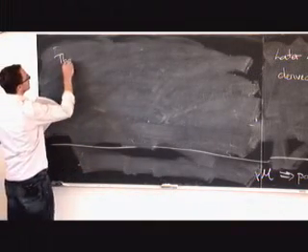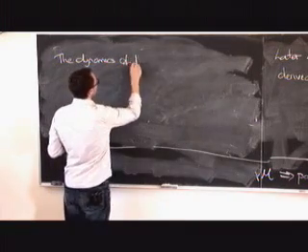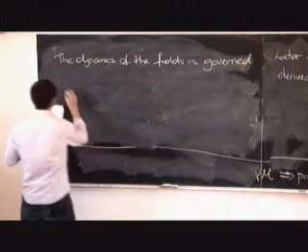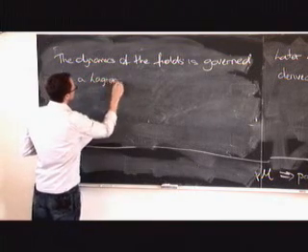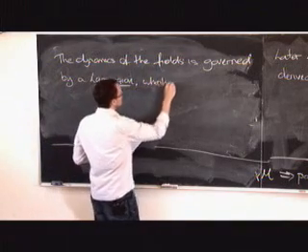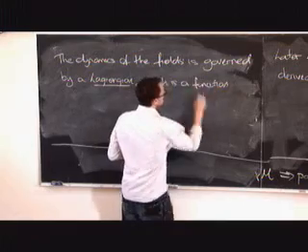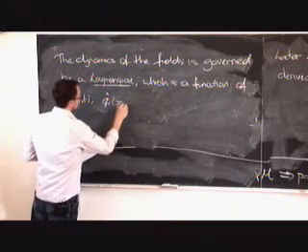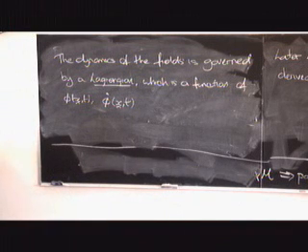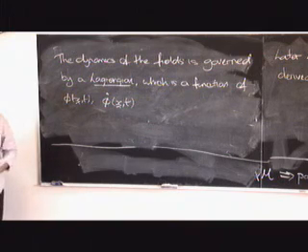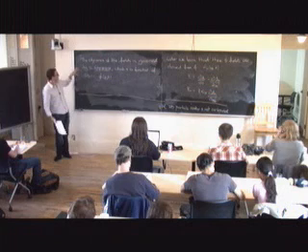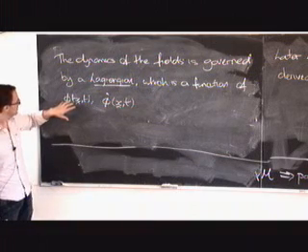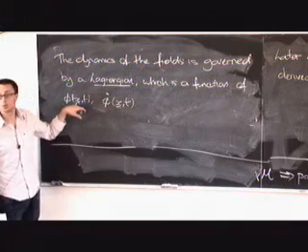So the dynamics of the fields is governed by a Lagrangian, which is a function of, well, the fields and their time derivatives. So if you think back to standard particle mechanics, the Lagrangian is typically a function of the positions of the particles and their velocities. So the analog here is the value of the field, the time derivative of the field, but now the field is also a function of space.